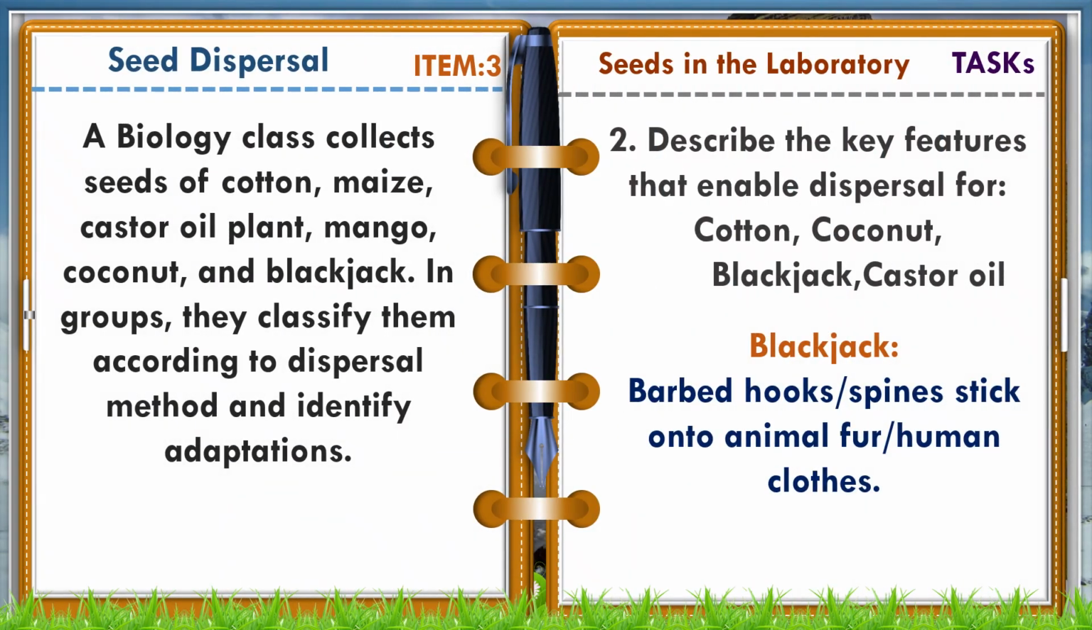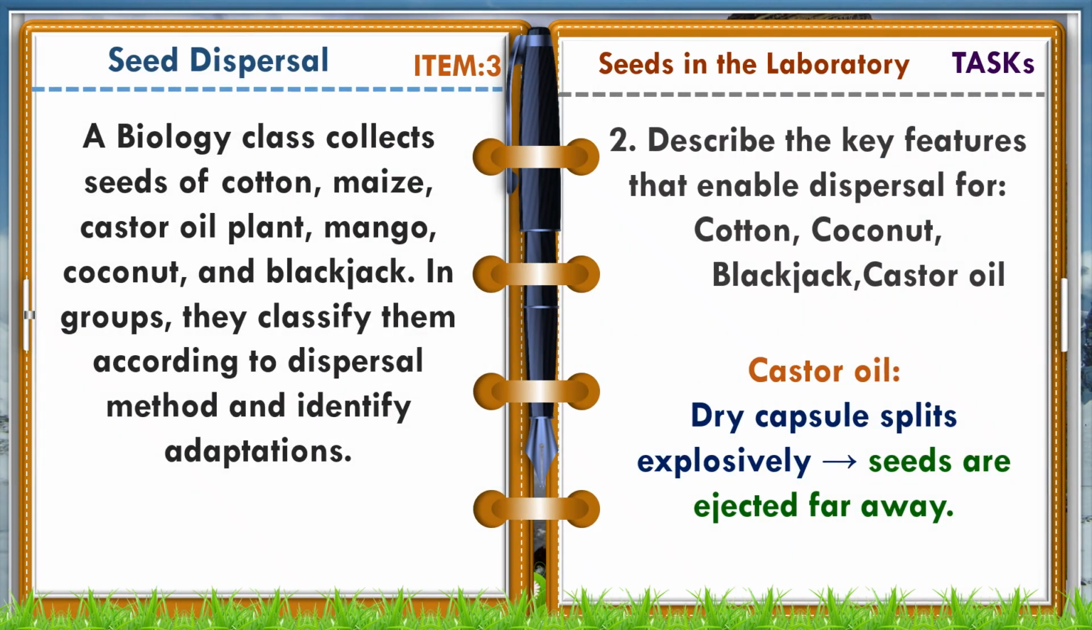We have blackjack. Blackjack has barbed hooks or spines. These stick to animal fur and human clothes. Then we have castor oil. Castor oil has dry capsules which split explosively and cause the seeds to be ejected far away from the parent plant.